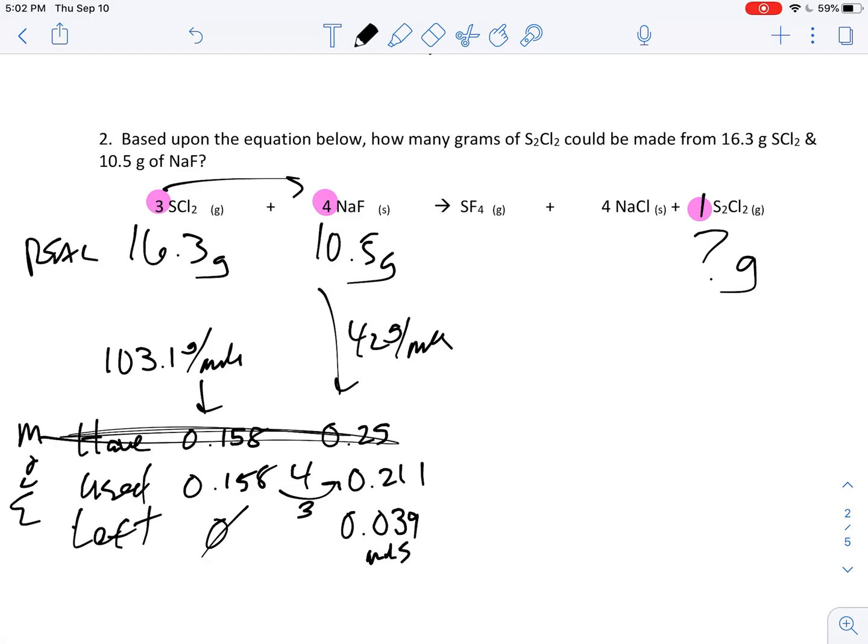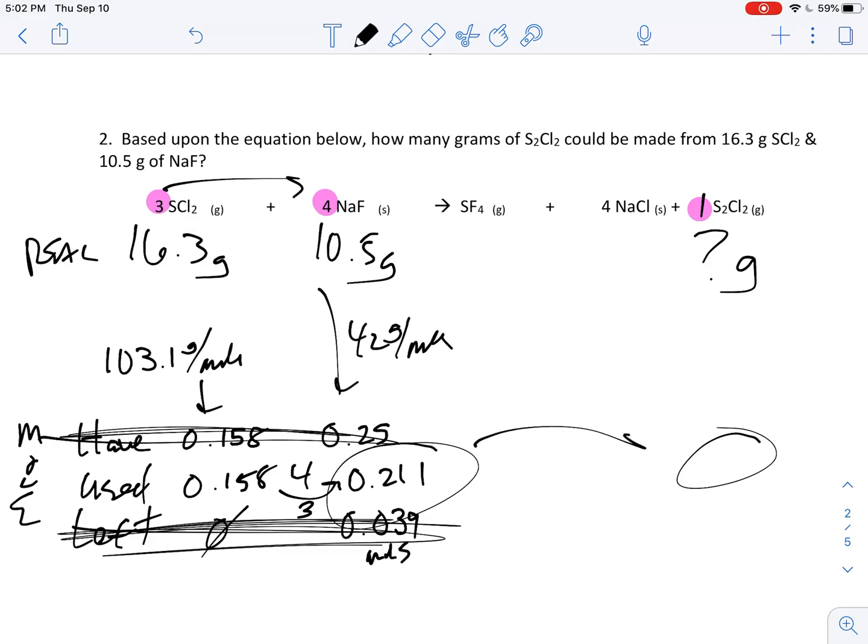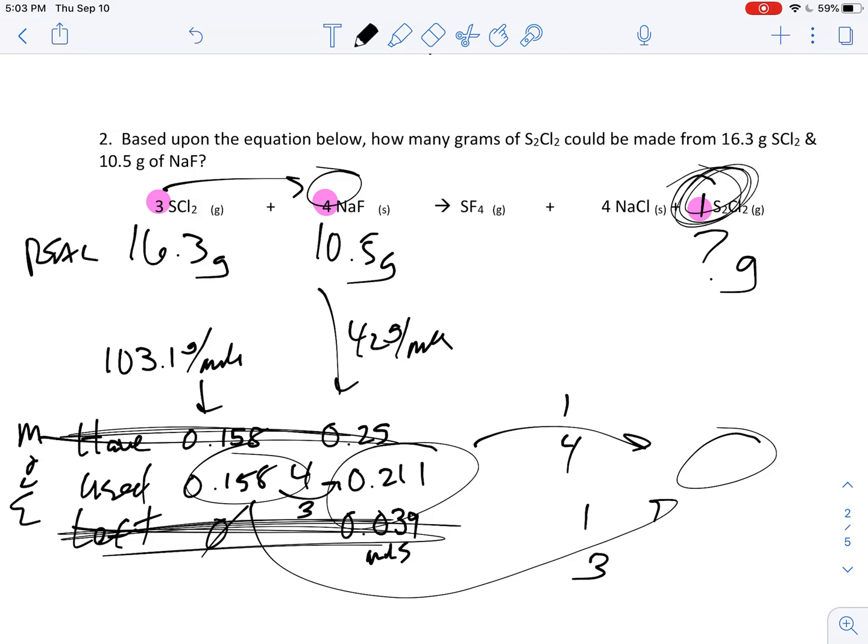So great. I kind of don't care about used and left over anymore now that I have chosen wisely. I want to get over this way. So which of these numbers do I use? Doesn't matter. I can go from the 0.211 over here. I just have to make sure that I multiply it by 1/4. Or I can use the 0.158, and I can go over here. I just have to make sure that I multiply it by 1/3.